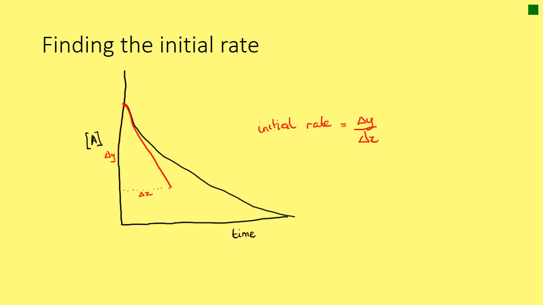Then what we might do is use different concentrations to get different rates and work out then the relationship between concentration change and how that changes the rate. That's what we're going to do next.